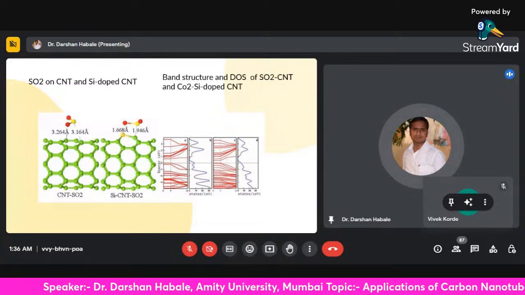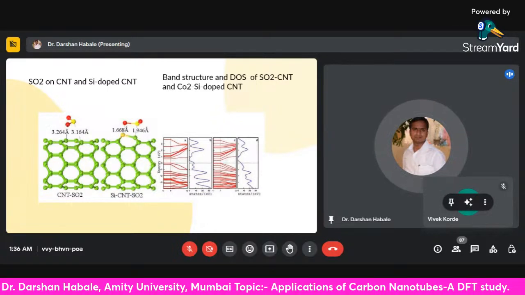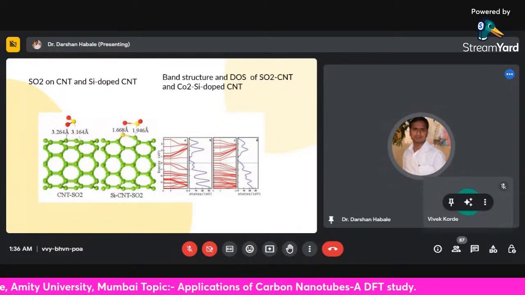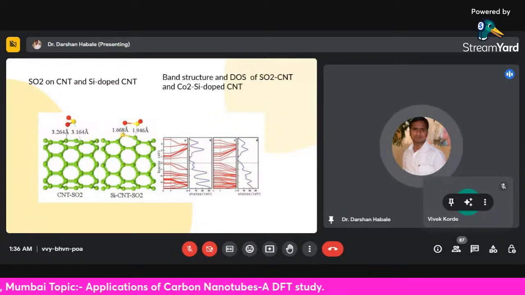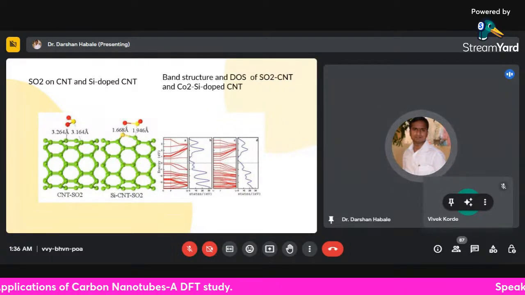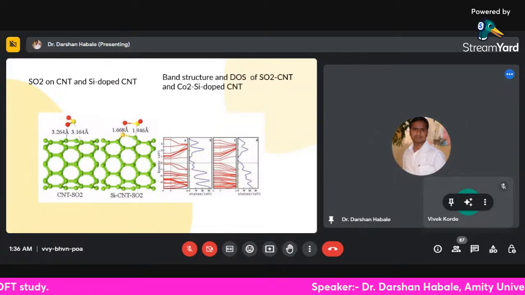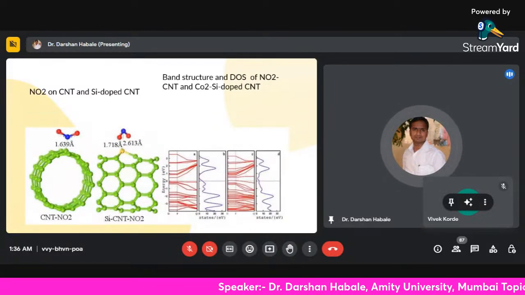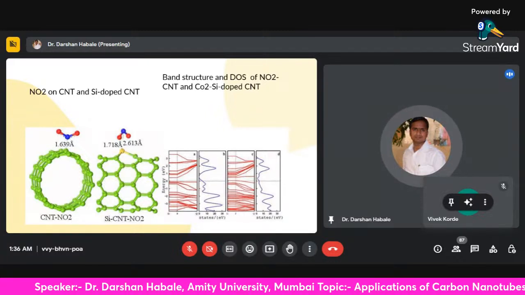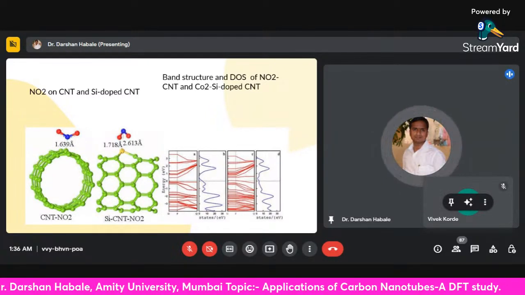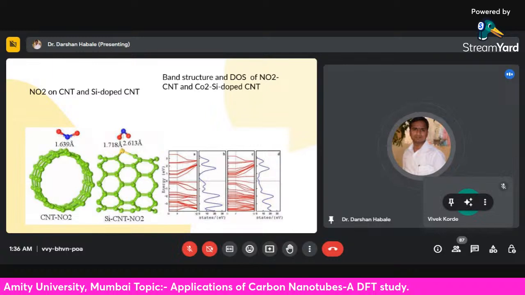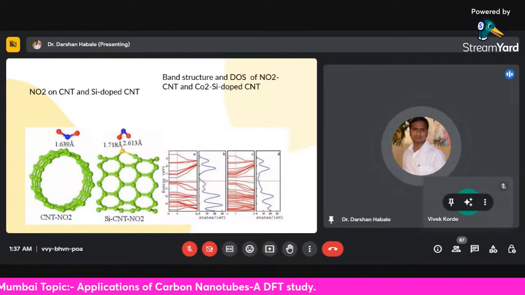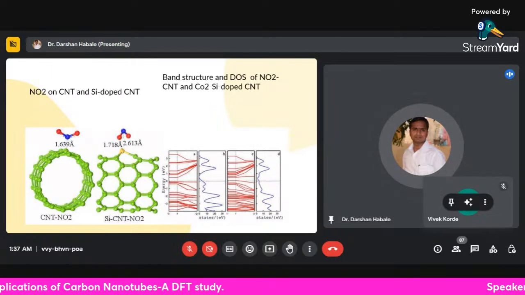This is the density of states for pure CNT SO2, and this is the density of states for the Si side. So here there is a little bit of modification in the density of states after the adsorption of this SO2 molecule. Then another one is NO2. So we studied O2, CO2, SO2, and NO2 molecules which we try to adsorb on this CNT or Si side of CNT. Here the picture is a little bit different. NO2 can easily adsorb on this CNT.